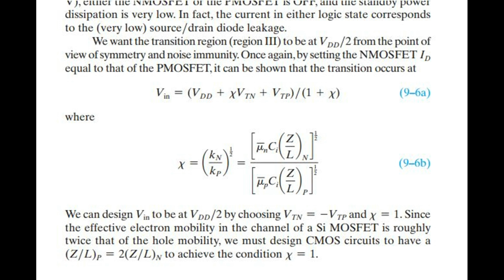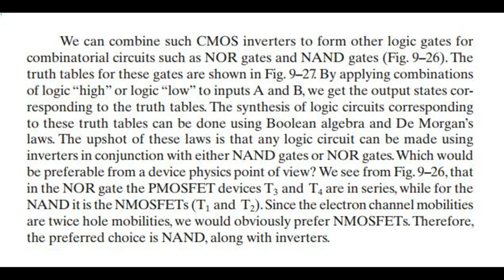We can combine such CMOS inverters to form other logic gates for combinatorial circuits such as NOR gates and NAND gates, Fig 9.26. The truth tables for these gates are shown in Fig 9.27. By applying combinations of logic high or logic low to inputs A and B, we get the output states corresponding to the truth tables. The synthesis of logic circuits corresponding to these truth tables can be done using Boolean algebra and De Morgan's laws. The upshot of these laws is that any logic circuit can be made using inverters in conjunction with either NAND gates or NOR gates. Which would be preferable from a device physics point of view?